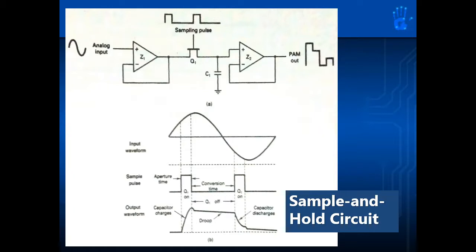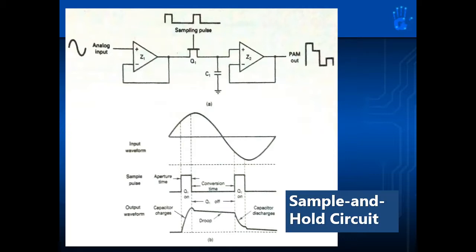This is a simple sample and hold circuit. Let's take a look at the circuit. First, we have our analog input signal, which is just a basic sine wave. It will pass through a buffer, and then we have Q1, which is any kind of a FET.